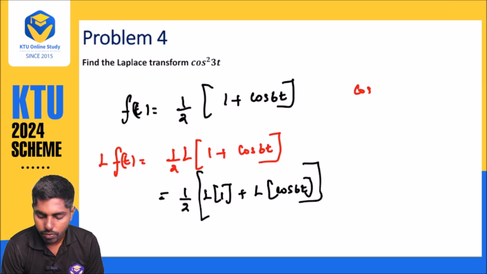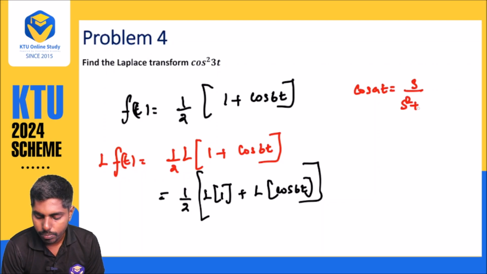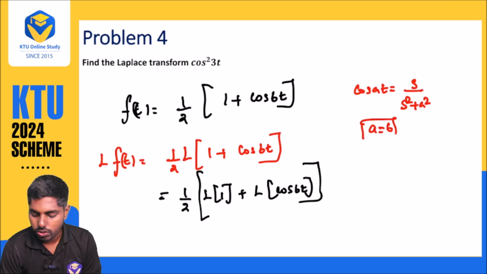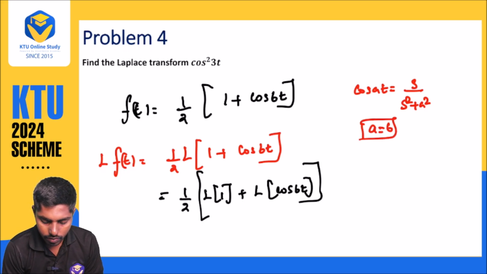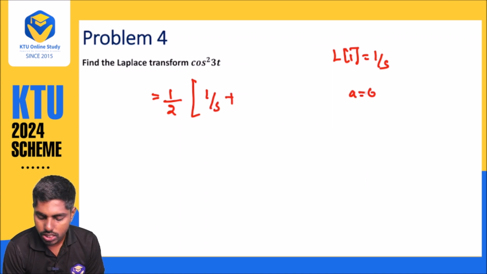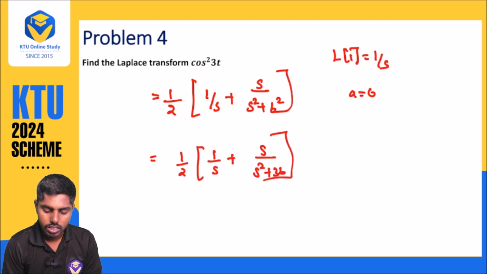What is the cos at formula? L of cos at is nothing but x divided by x square plus a square. What is a here? a equal to 6. So our answer is 1 by 2 L of 1, and L of 1 is 1 by x, plus x divided by x square plus 6 square. So our answer is 1 by 2 into 1 by x plus x divided by x square plus 36. This is our required answer.